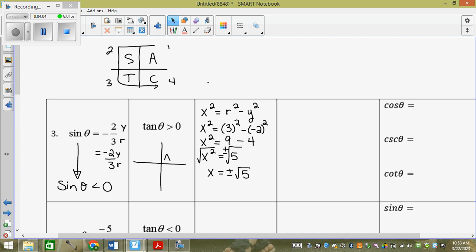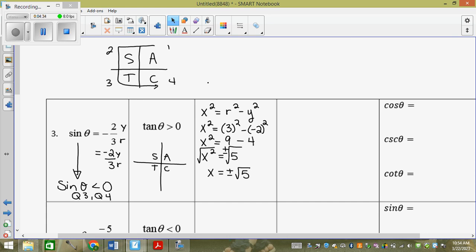Remembering All Students Take Calculus, where is sine negative? Which quadrants? 3 and 4. Because all are positive in quadrant 1, and sine is positive in quadrant 2. So the places that sine is negative are quadrants 3 and 4. Is that correct?